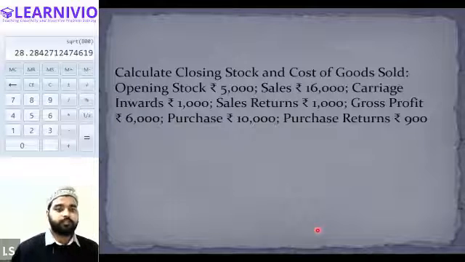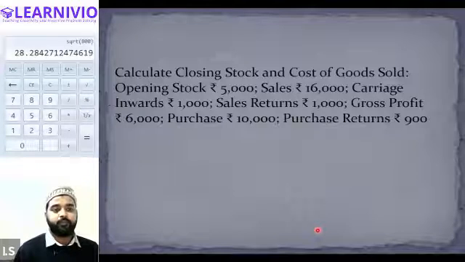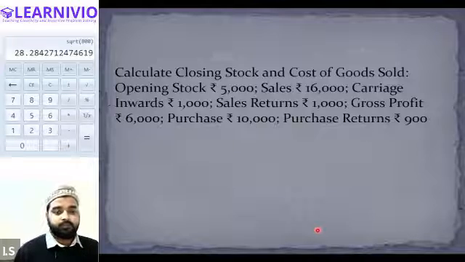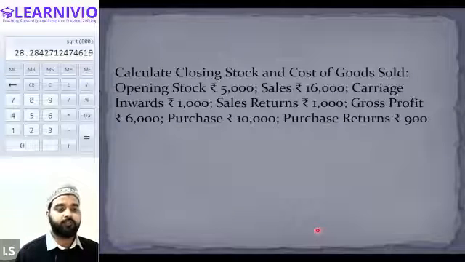Solve this question. In this question, we need to find out the value of the closing stock and the cost of goods sold. Similar to the previous one, a little different. This time we need to find out the closing stock, not the gross profit or the value of the sales.